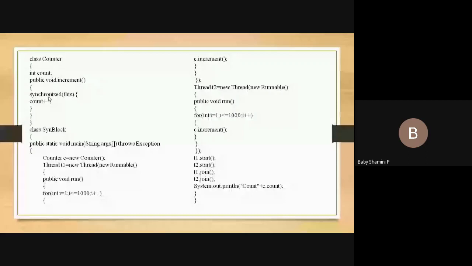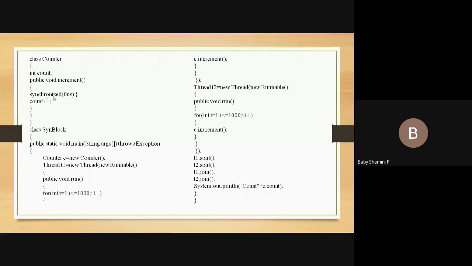Again, first here we have the statement T1.start. The thread implicitly calls the run method which is present inside thread T1. Inside it we have the increment method, that is c.increment. C is an object of the class Counter. This increment method calls the increment method which is present in the Counter class.